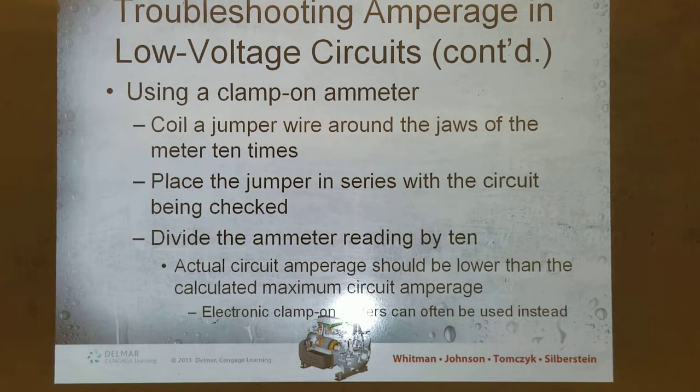Troubleshooting amperage in low voltage circuits. Using a clamp-on ammeter, coil a jumper wire around the jaws of the meter 10 times. Place the jumper in series with the circuit being checked. Divide the ammeter reading by 10. Actual circuit amperage should be lower than the calculated maximum circuit amperage. Electronic clamp-on meters can often be used instead.